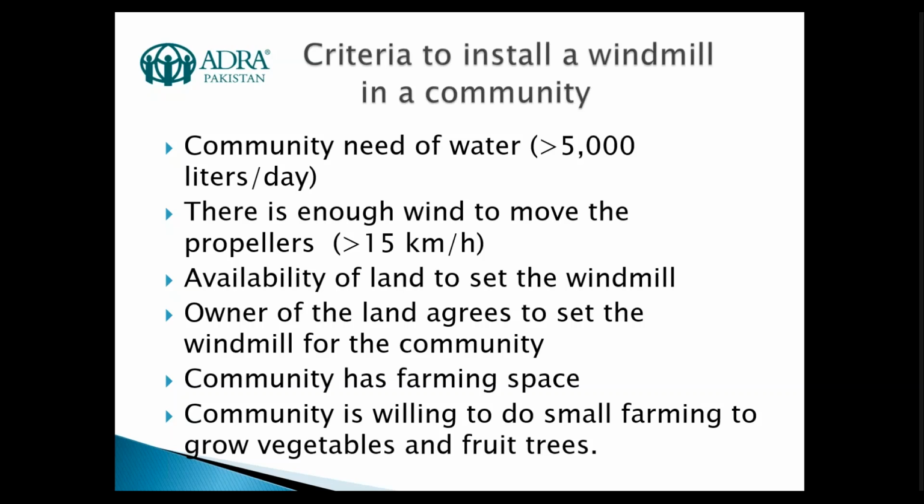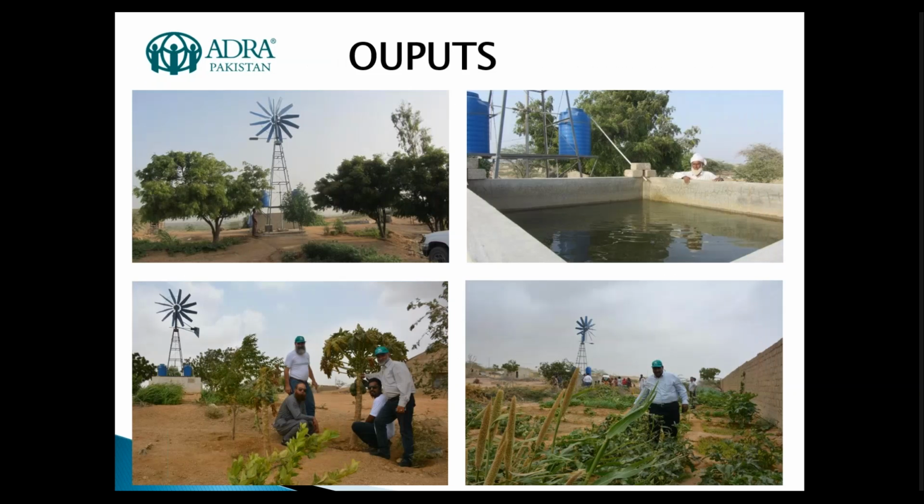Normally, the government tells us, we need water in this community. And then we do our baseline in those communities to decide if in this community or that community we will set our windmill or not. That's the criteria that we use to decide. And here are some outputs of our project.